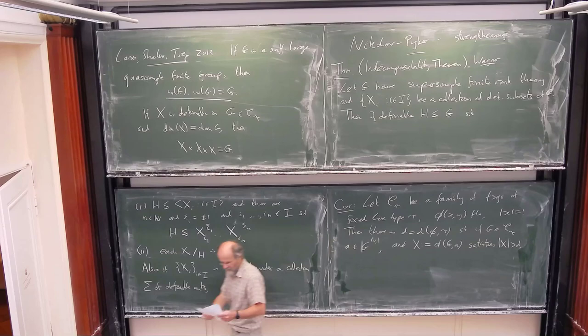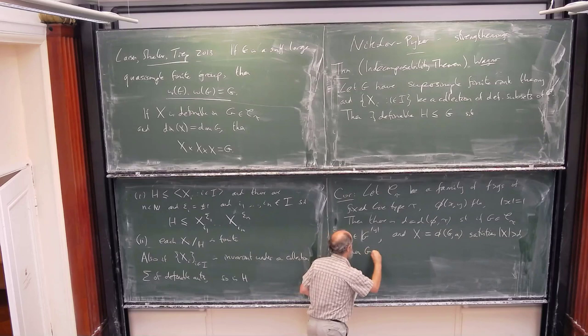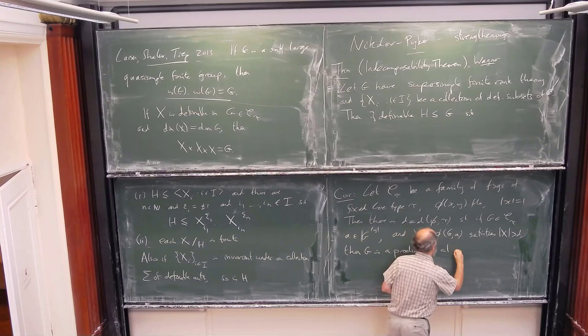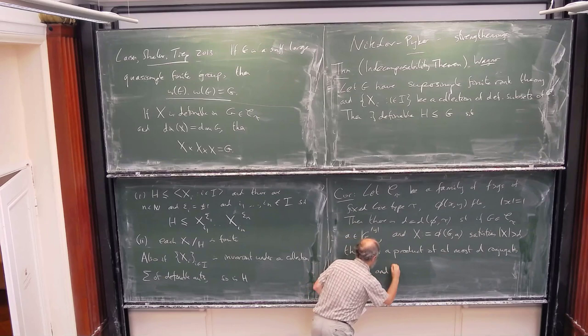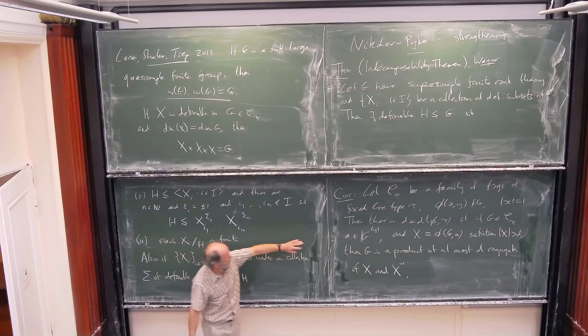then G is a product of at most d conjugates of X and X inverse. I'm pretty sure this sort of statement can be seen in lots of different ways, but it certainly drops out of the model theory.